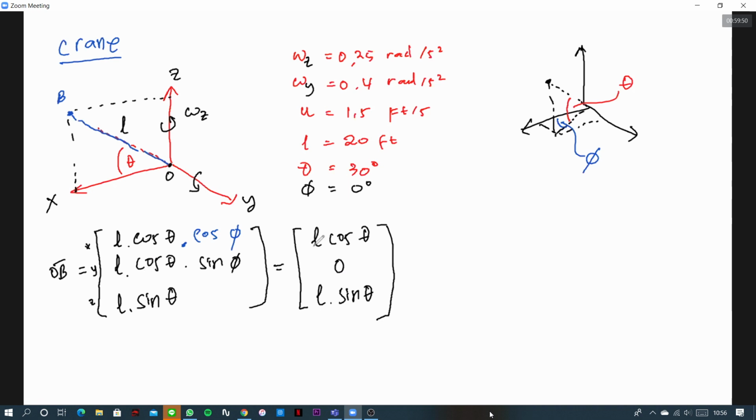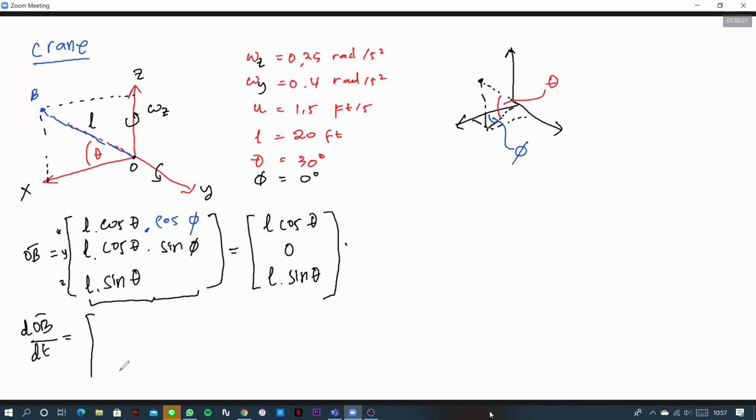So we have to derive this with respect to time, instead of treating it as fixed. Okay, so now let's derive DOB with respect to time. So how can we derive the vector form like this? Now let's see this one by one. This is easy, so don't worry.